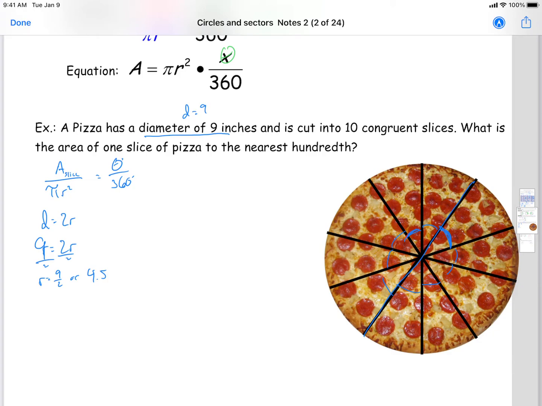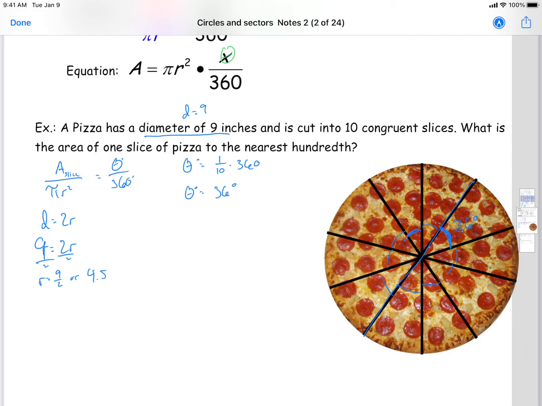Well, it's 1/10, because each one of these is 1/10 of 360. What do you think each of these degrees equals? It's 36. Each one of these angles is equal to 36. So my central angle is 1/10 of 360, so each central angle is equal to 36 degrees. Now I have my central angle and my radius.